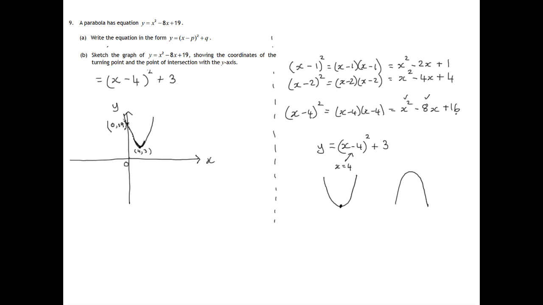So (0, 19) for the point of intersection of the y-axis and (4, 3) for the turning point, the minimum turning point.